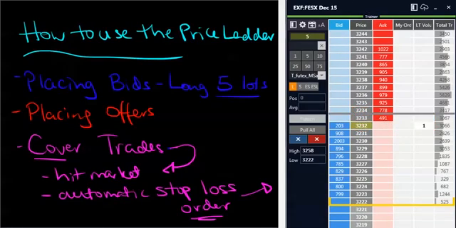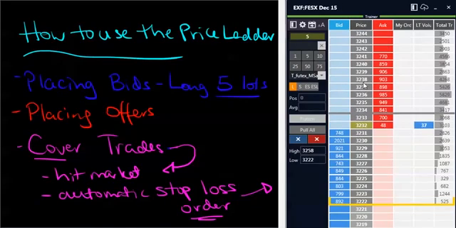Great. These are the basics of how to use a price ladder. In the next price ladder video, we're going to be looking at how to set up the price ladder workspace.